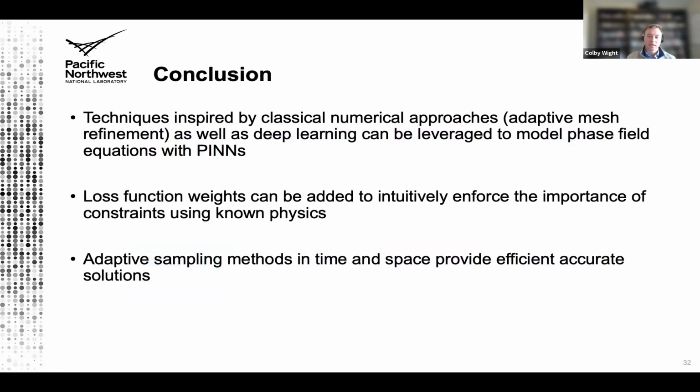And so, in conclusion, we were able to find that we could leverage PINNs to solve phase field equations. We were able to use techniques that were inspired by classical numerical approaches and approaches from deep learning. One of the techniques we used here was loss function weighting. And some of the main methods were, again, adaptive sampling in time and space.